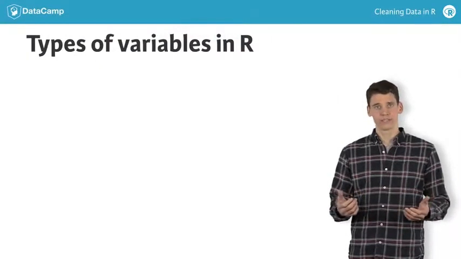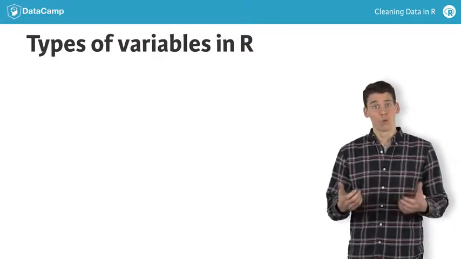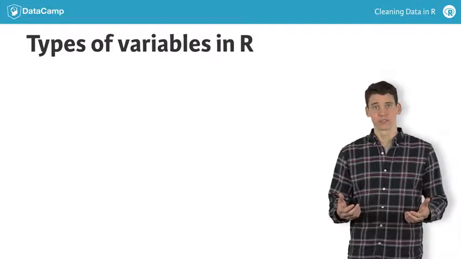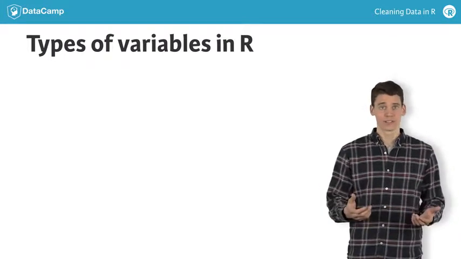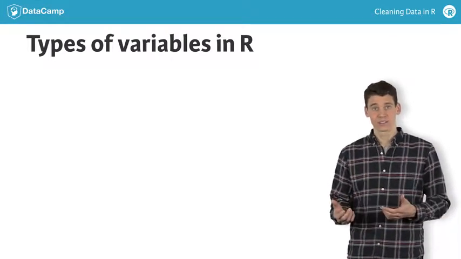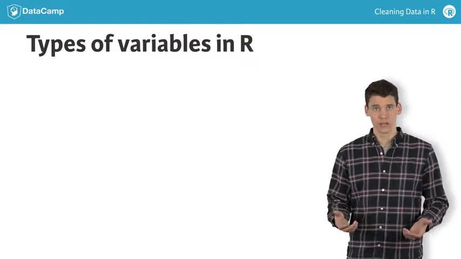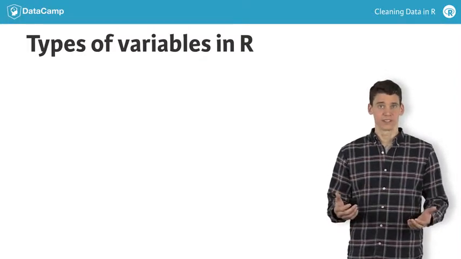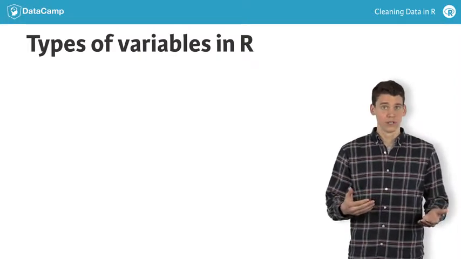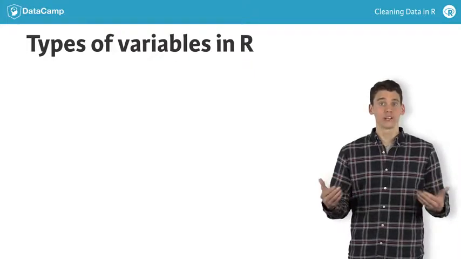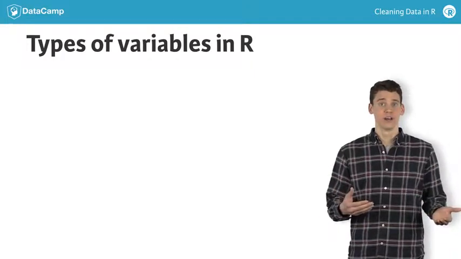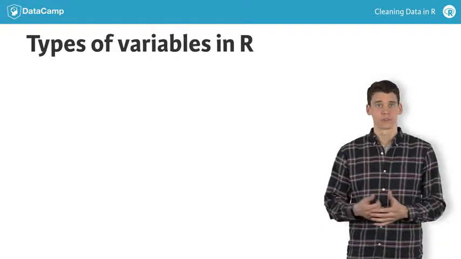Often, preparing your data for analysis will involve working with different types of variables: characters, numerics, integers, factors, logicals, and dates, to make sure that everything is stored and displayed in the proper format. You've probably seen this in our Introduction to R course, but it's so important that we'll quickly review some examples of each type of variable here.